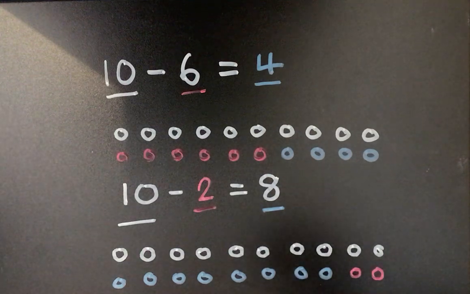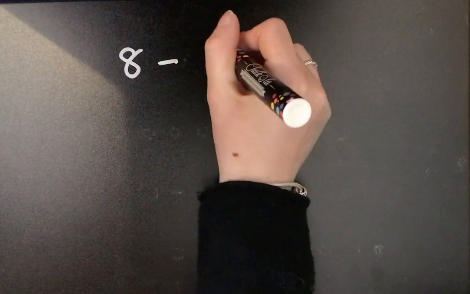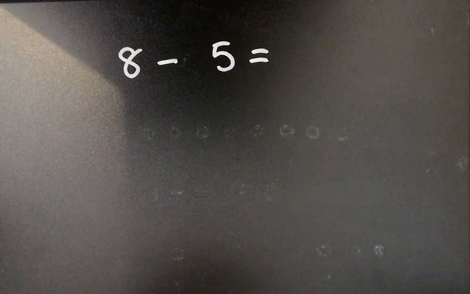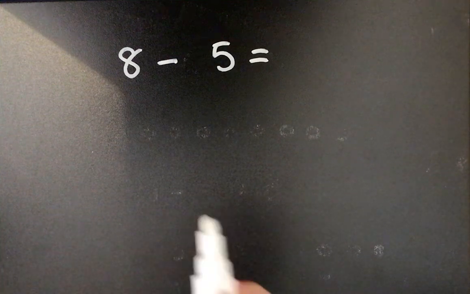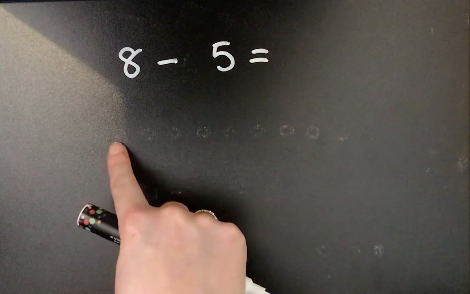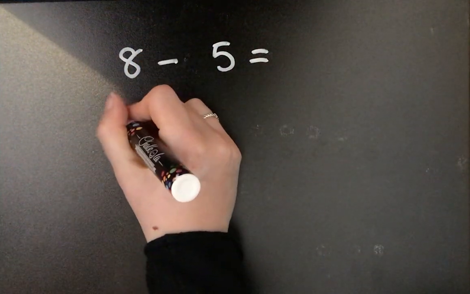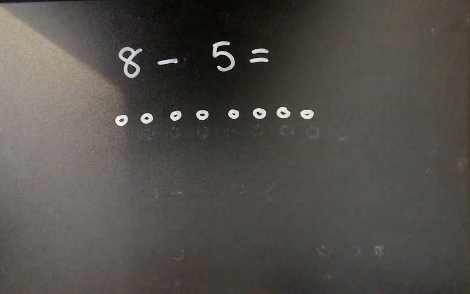Let's go through one more together and I'll break down the steps, and then I'd like you to give it a go yourself. Okay, so this time my question is going to be 8 take away 5. What does 8 take away 5 equal? So again, the first thing I'm going to do is write my number sentence. I'm then going to think, well, I need to start off with the biggest number. The biggest number is going to be the dots that go across the top. 1, 2, 3, 4, 5, 6, 7, 8.